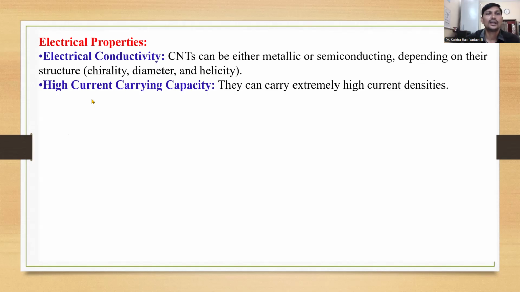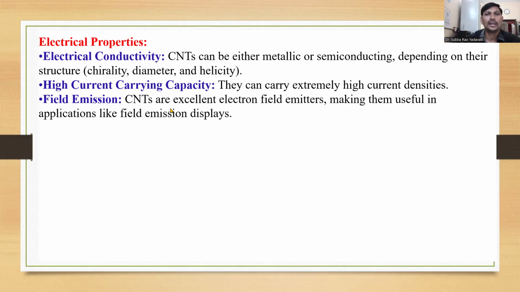And the next one is the high current carrying capacity. Carbon nanotubes are extremely high current carriers. That means they can withstand high current densities. Next one, field emission. Carbon nanotubes are excellent electron field emitters, making them useful in applications like field emission displays. Because they act as excellent field emitters, we use them in many application oriented displays.